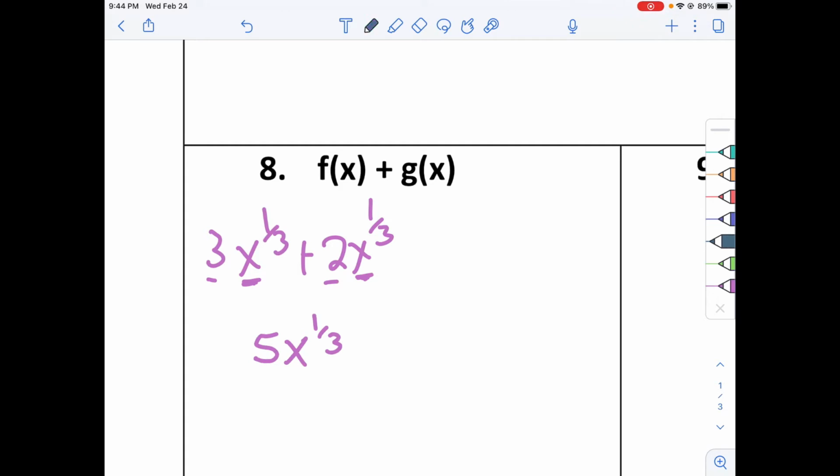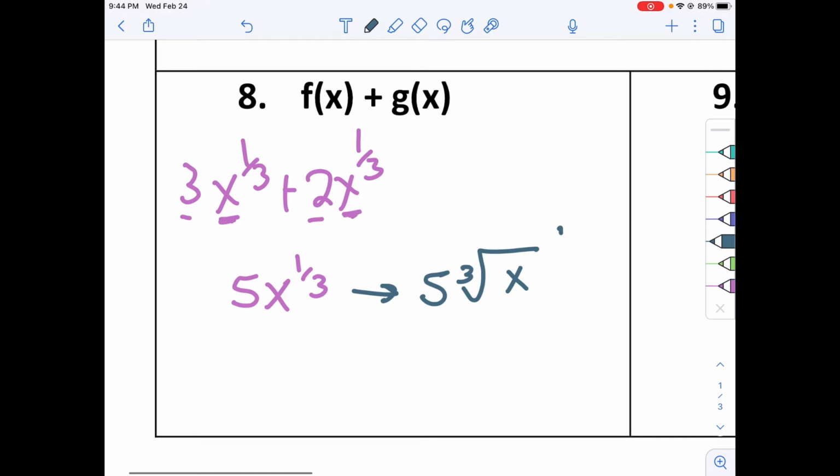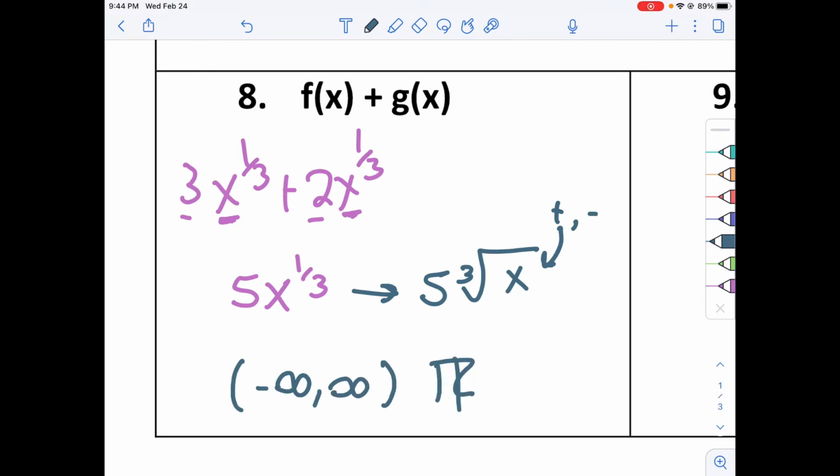Thinking about the domain of this function, are there any restrictions, right? If we say 5 cube root of x, cube root is not an even root. Therefore, we could plug positives, we can plug negatives into this. It doesn't matter. So we can really plug in all real numbers, right? Negative infinity to infinity, or all real numbers, however you want to write that.